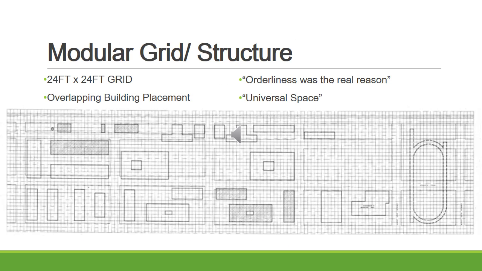Mies' final master plan for the campus was based on a 24 feet by 24 feet grid that also served as a structural module for locating building columns. This was the first time Mies used the grid as a planning tool. Mies stated that orderliness was the real reason for using the grid.